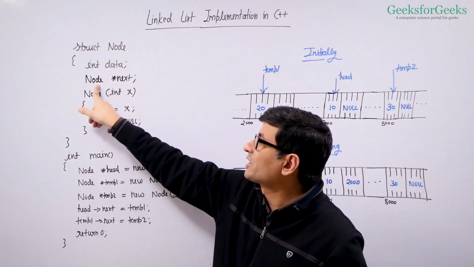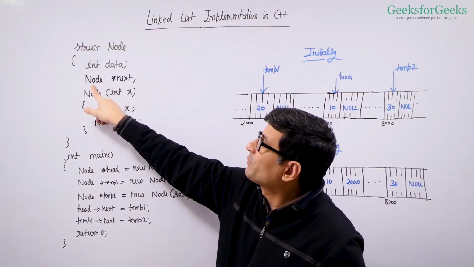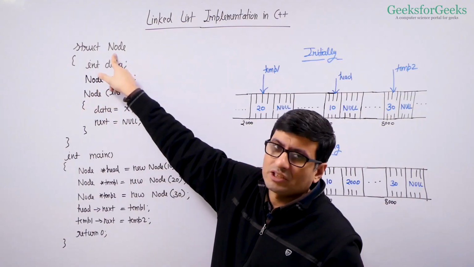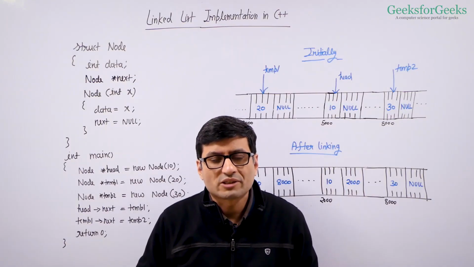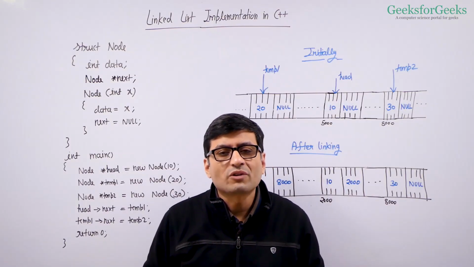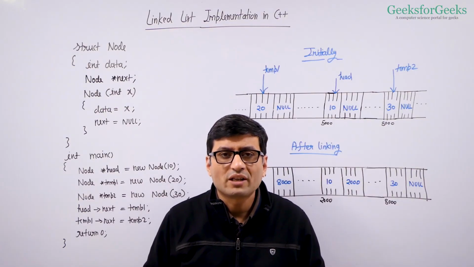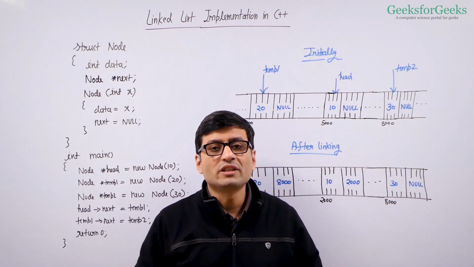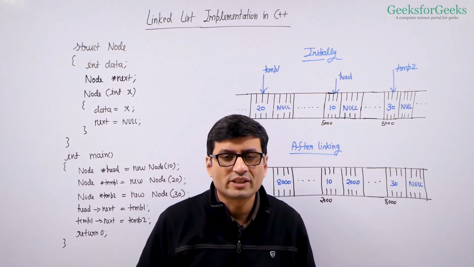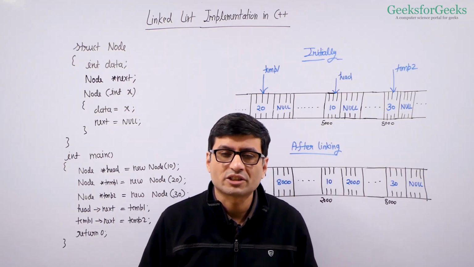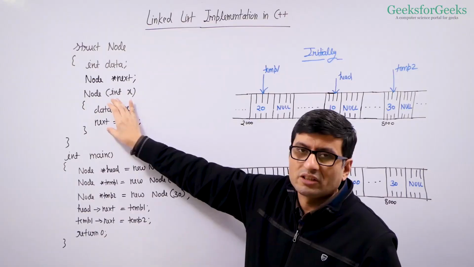The next thing is interesting. You have a pointer next whose type is same as the type of the structure. Such structures are called self-referential structures. And the reason for having self-referential structure is simple. Every node needs to have address of the next node, and the data type of next node is same as the current node. That's why we have self-referential structure. The next thing we have in the structure is a constructor.